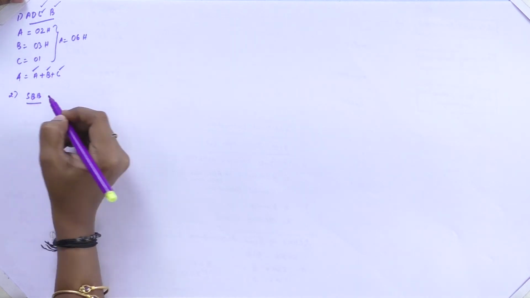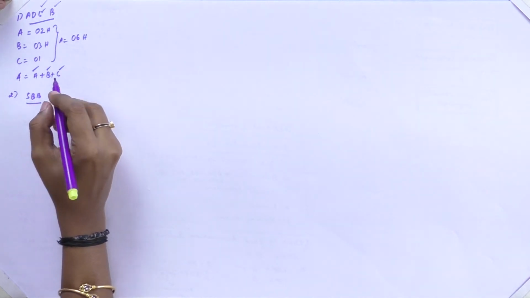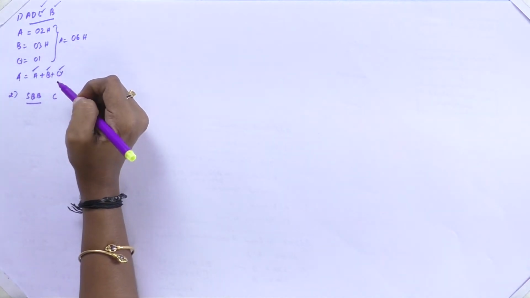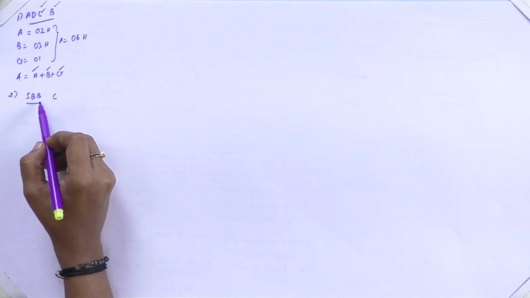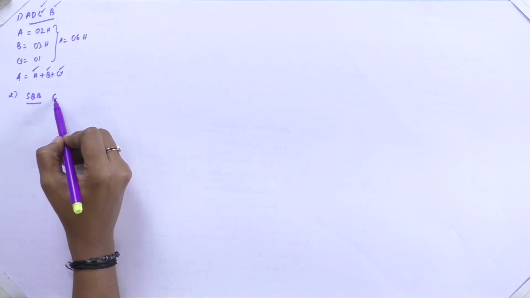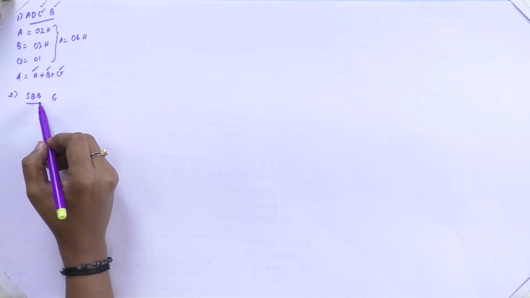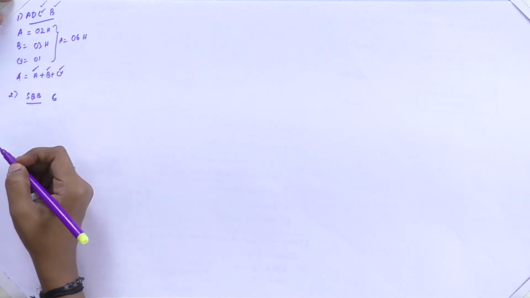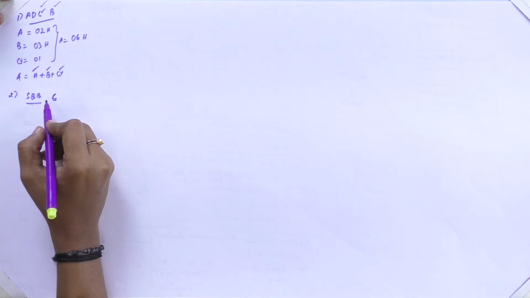The next instruction is SBB. It means subtraction with borrow, and it will be followed by any of the register name. Example is SBB C. So here we have taken C.